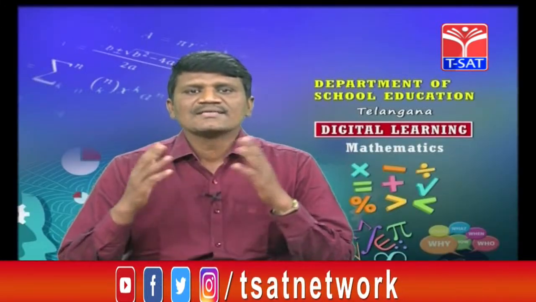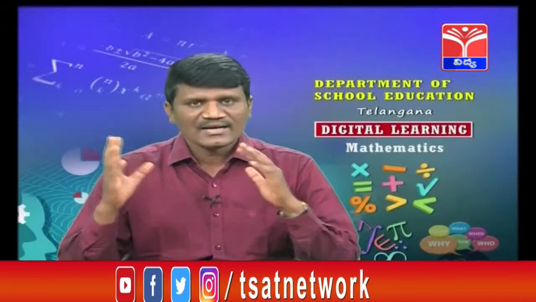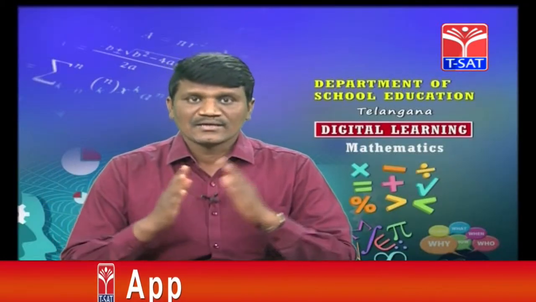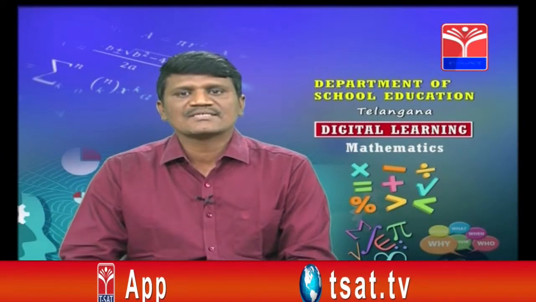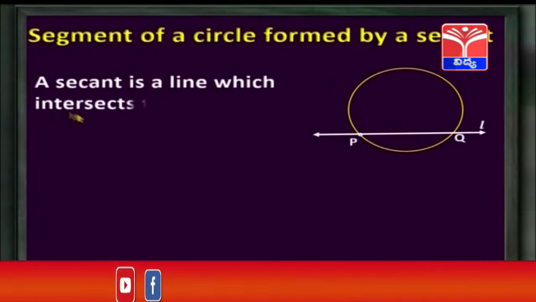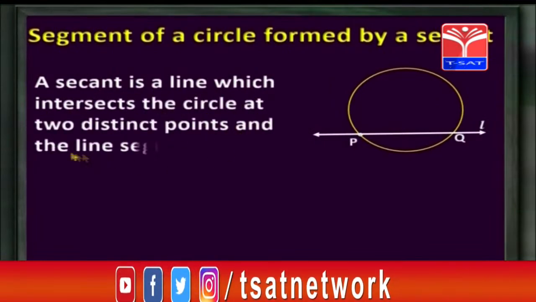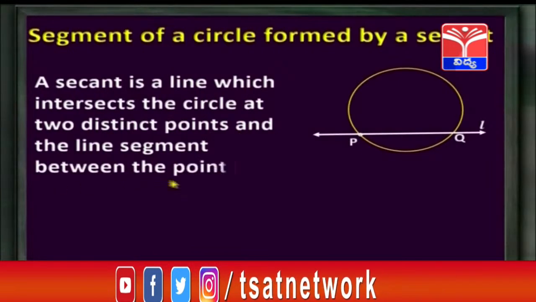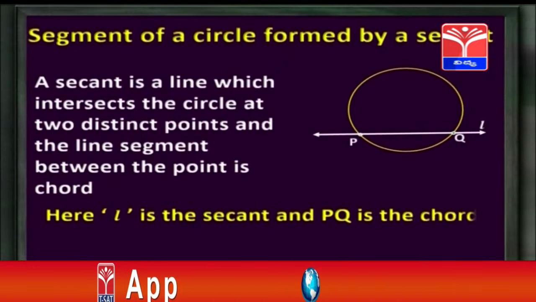Next, let us see the segment of a circle formed by a secant. For a circle and a secant, how many segments will be formed? Let us see now. This is a circle. A secant is a line which intersects the circle at two distinct points, and the line segment between the points is the chord. Here L is the secant and PQ is the chord.